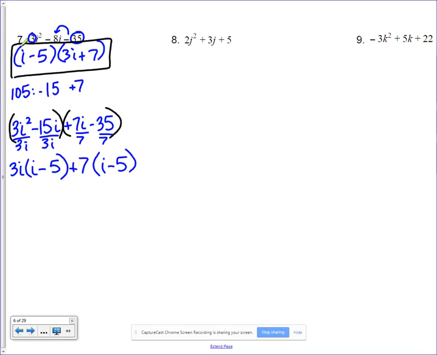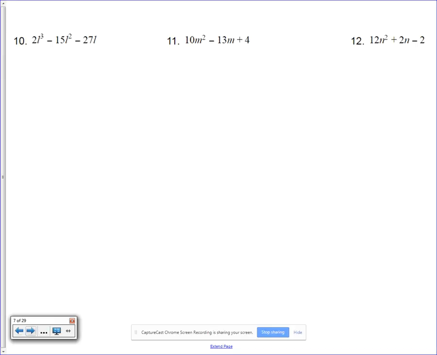Okay, where do I want to go next? How about number 11? Right here. First things first, at number 11. Do you have a GCF? Nope. How many terms? So you're going to make a binomial times a binomial. Does this thing start with a 1? No. So you're going to multiply the first and the last, and what do you get? 40. So you need factors of 40 that will add to 13. What kind of factors of 40 will add to 13?